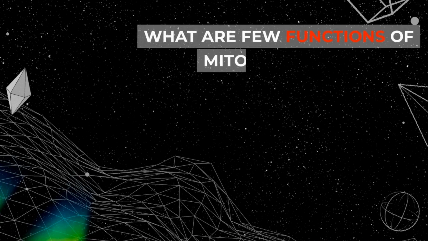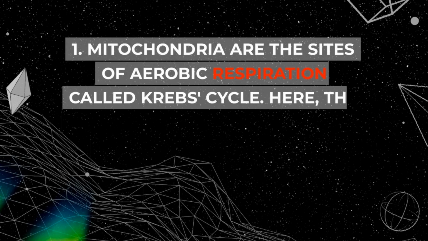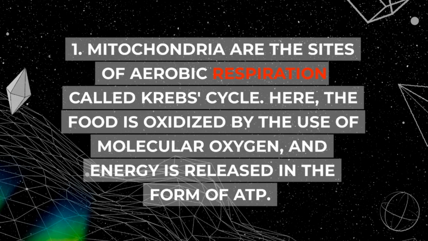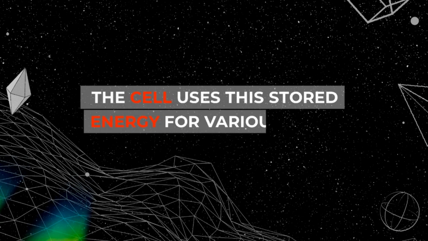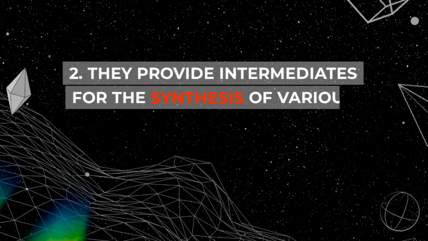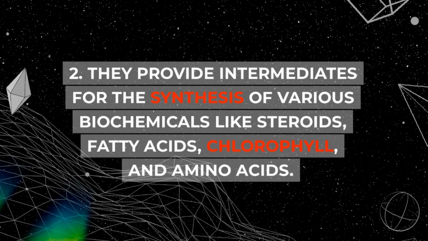What are a few functions of mitochondria? 1. Mitochondria are the sites of aerobic respiration, called the Krebs cycle. Here, the food is oxidized by the use of molecular oxygen, and energy is released in the form of ATP. The cell uses this stored energy for various vital activities. 2. They provide intermediates for the synthesis of various biochemicals like steroids, fatty acids, chlorophyll, and amino acids.